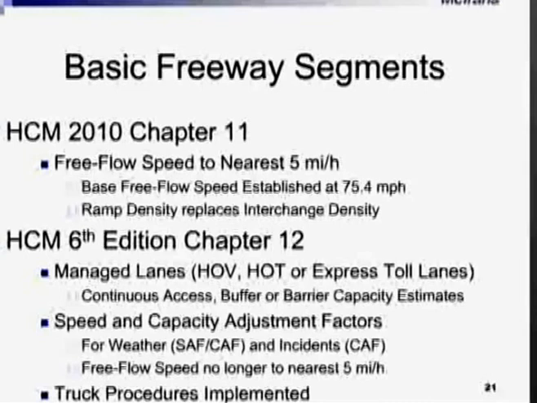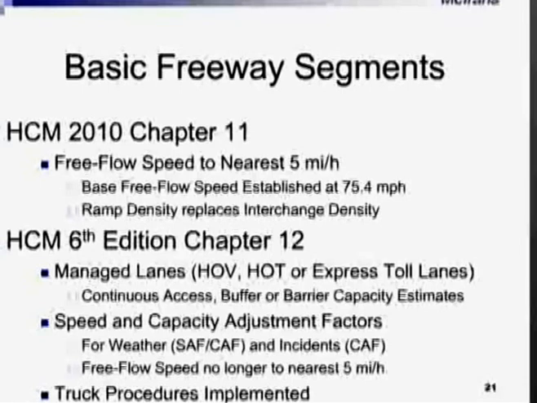In 2010, the biggest change was that the free flow speed curves were no longer interpolated. If you had a 67 miles per hour free flow speed, you pretended you had 65. If you had 68 miles per hour, you pretended you had 70. You went to the nearest 5 miles per hour. The base free flow speed that was 75 rural, 70 urban, that default was changed to 75.4 as a static number. Ramp density replaced interchange density in the free flow speed equation.